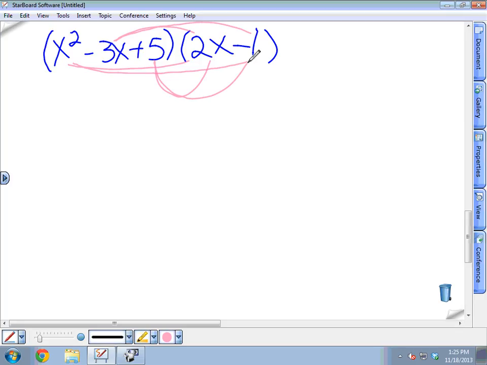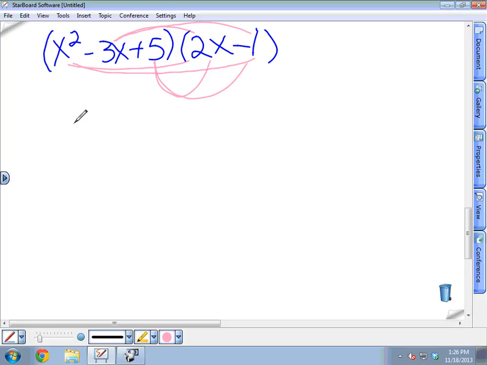How about you, Austin Farrell? Do you have an answer? 2x cubed minus 7x squared minus 13x minus 5. Minus 13. Plus 13x. Plus 13x. And what do you have for at the end? Plus 13x minus 5. Minus 5. That's what I have. All right.